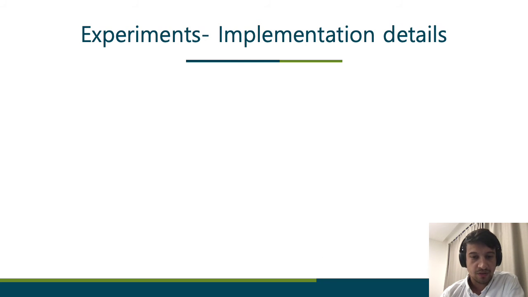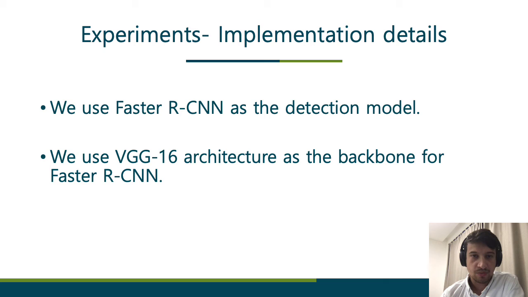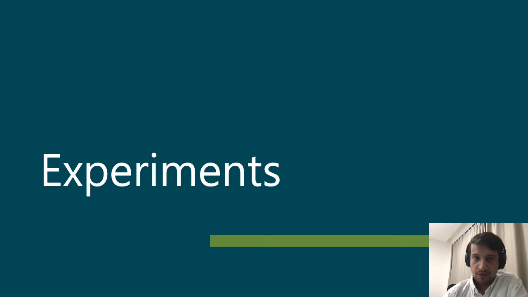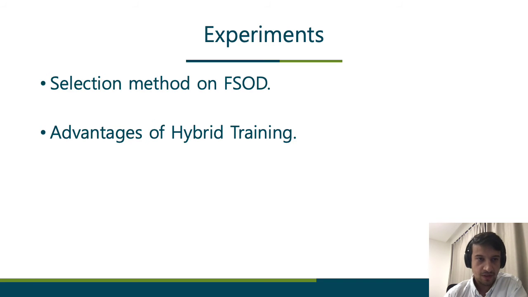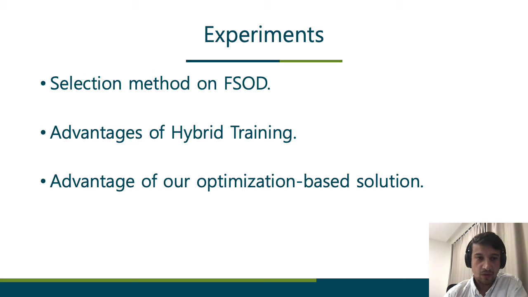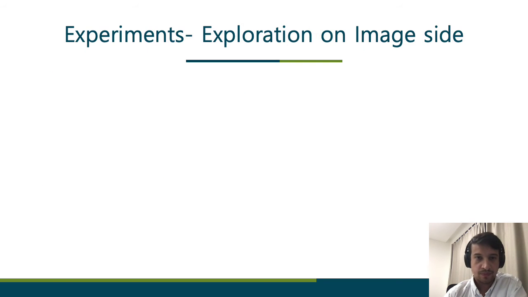For the implementation details, we use Fast R-CNN as our detection model, and we use VGG as the backbone for Fast R-CNN. Under this setup, we're going to present now the experiments. In the first experiment, we're going to show the baselines for the sampling methods given the fully supervised object detection pipeline. Then, we're going to show the advantages of including hybrid training, to finally show the advantages of combining hybrid training with our optimization-based solution.